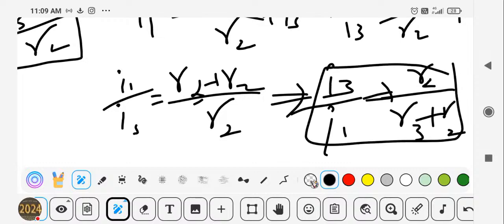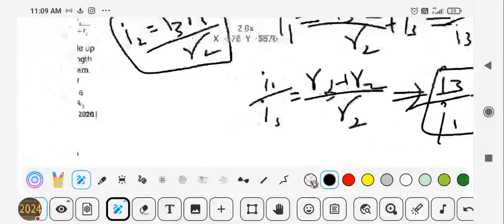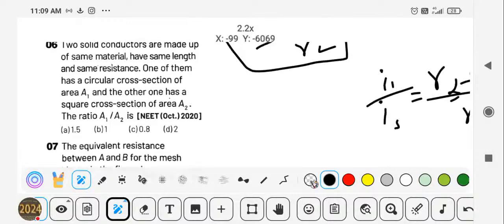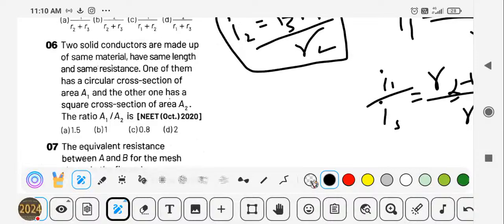See, in this current electricity, the mathematical solving is more. Usually they will not ask these types of questions. They will ask those technical questions. Okay. Moving on to the next question. Sixth question. Two solid conductors are made up of the same material, have the same length and same resistance. One of them has a circular cross-section area A1, another has cross-section area A2. The ratio of A1 and A2 is.